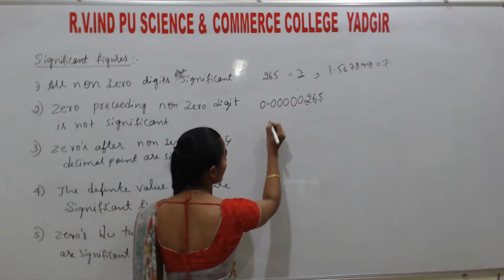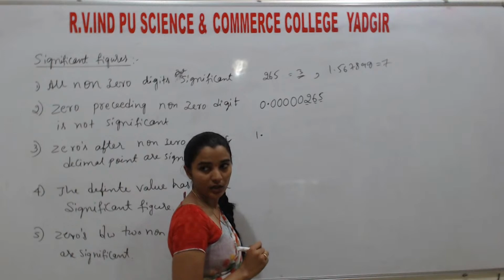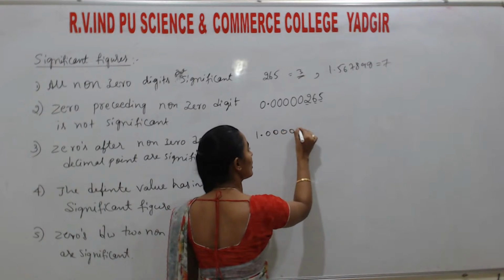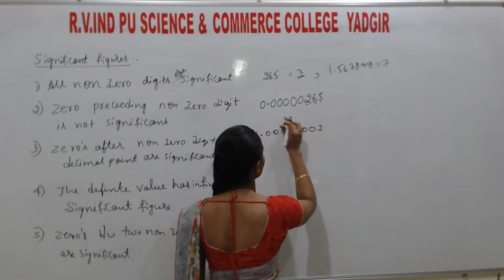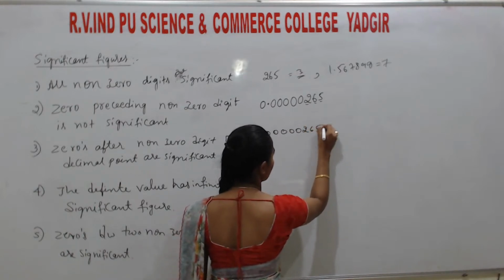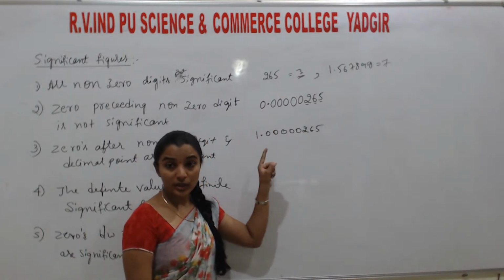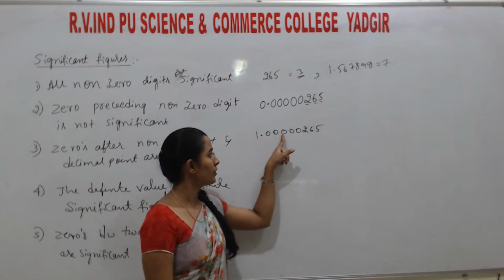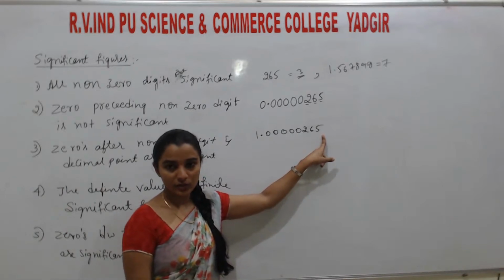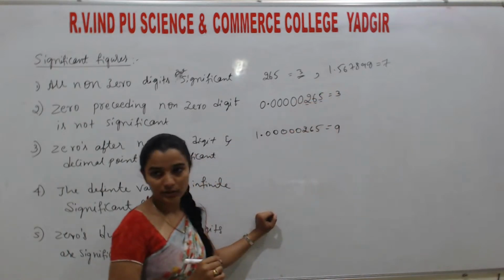So students, instead of this 0, if 1 is there. Okay, so this is a non-zero digit. After this, how many zeros are there? All are significant. Then I will write the same example here. Instead of 0, I took 1. So here the significant figures are 1, 2, 3, 4, 5, 6, 7, 8, 9. Understood? So here 9 significant figures. Here only 3 significant figures.